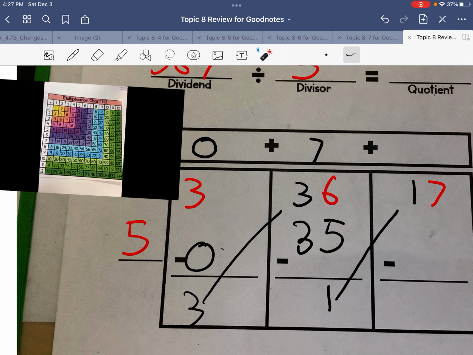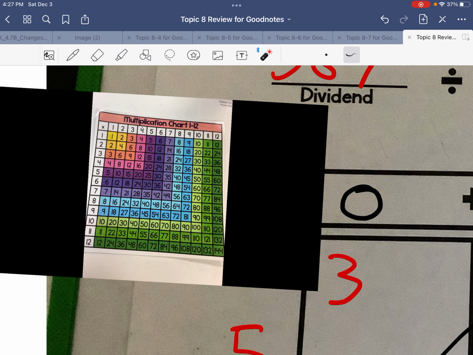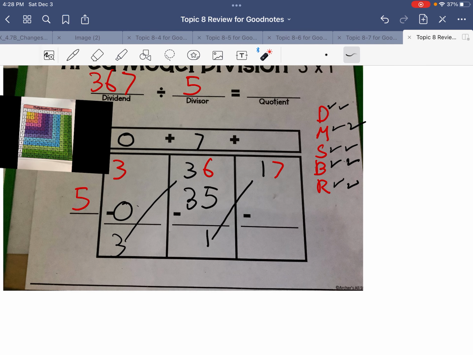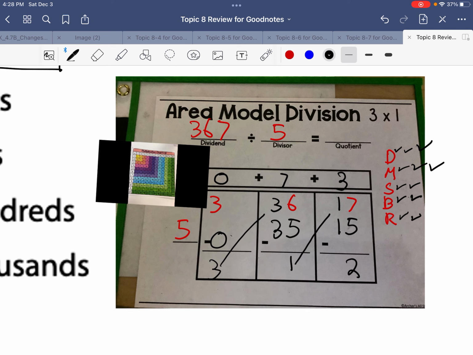Okay, so I asked myself, how many times 5 can go into 17? I go to my 5s. I need to find 17 or less. 20 is too big. I go to 15. I go up. I get 3. So 5 can only go into 17 3 times. I divided. I multiply the side with the top. 5 times 3 is 15. And now I subtract. 7 minus 5 is 2. 1 minus 1 is 0. So my quotient, or my answer, is 73 remainder 2.